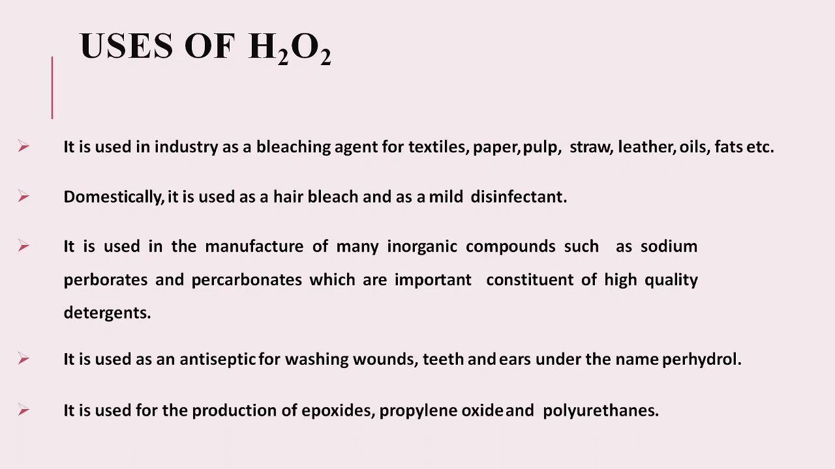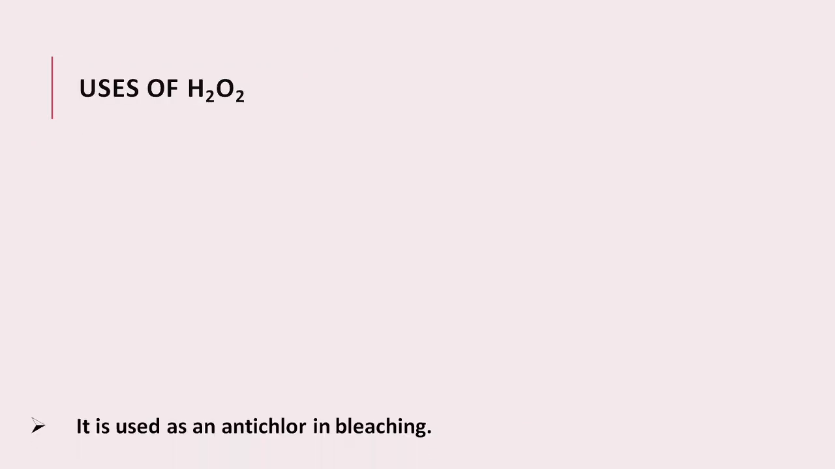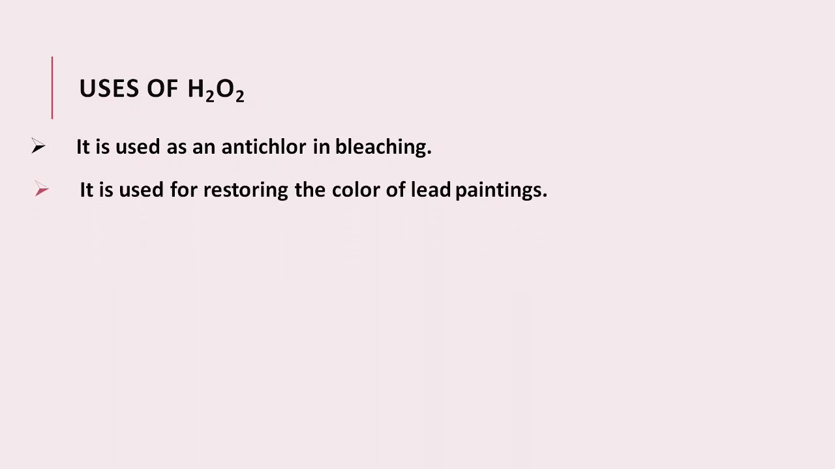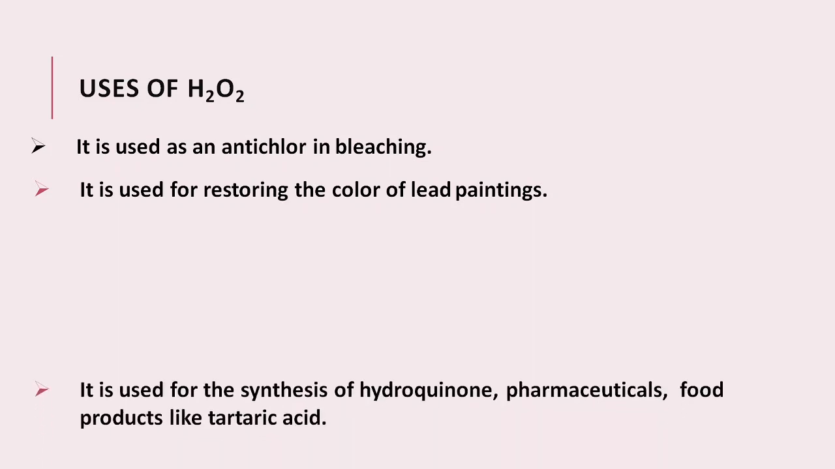Next, it is used for producing epoxides in chemical reactions. This is used for the production of these compounds. Furthermore, it is used as an anti-chlor agent in bleaching. Next, it is used in restoring the color of lead paintings. Means when paintings lose their color, then to restore the color again we use hydrogen peroxide.